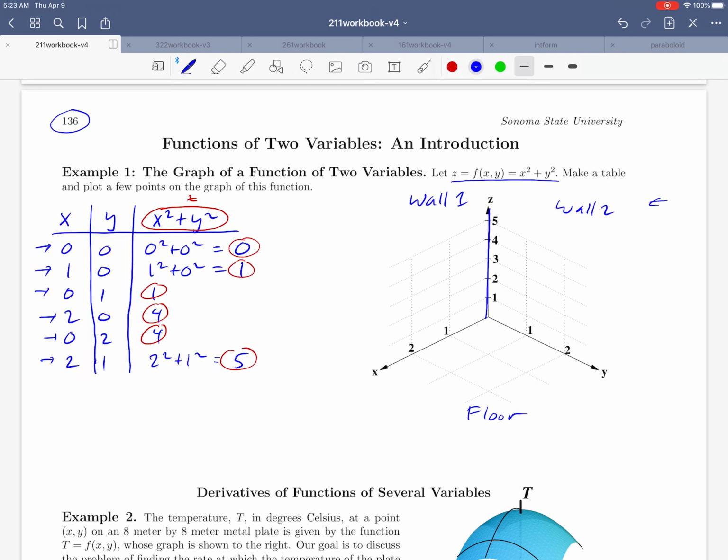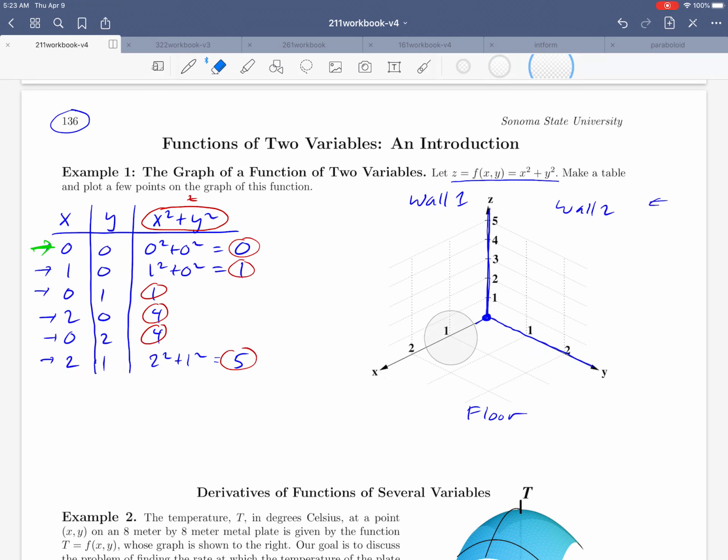And you can think of the x-axis as the line that goes along the bottom of wall number 1, and the y-axis is the line that goes along the bottom of wall number 2. The z-axis just goes from the floor up to the ceiling. So if we wanted to plot the first point, 0, 0, 0, x, y, and z are all 0, and so that point would be sitting right here, right at the origin.